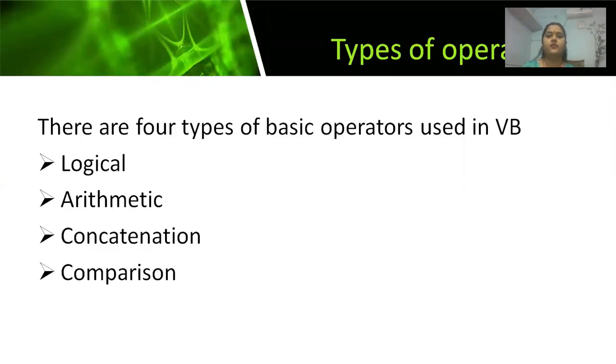There are four types of basic operators which are used in Visual Basic. The first one is the logical operator, the second is the arithmetic operator, then the concatenation operator, and the comparison operator. In my lecture, I'll focus on all four types of operators and their use to build an application in Visual Basic, and how we can use all these operators.